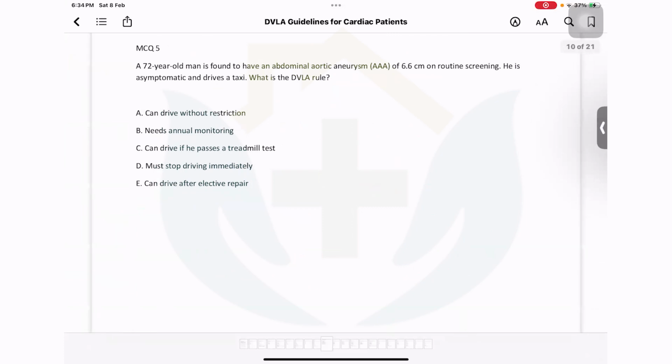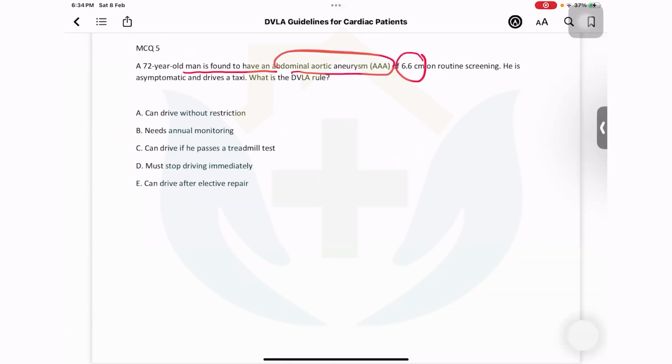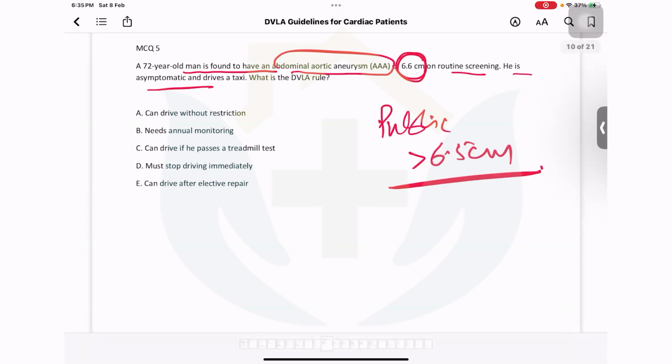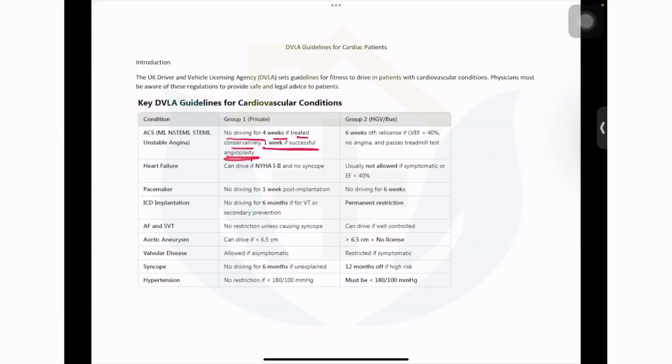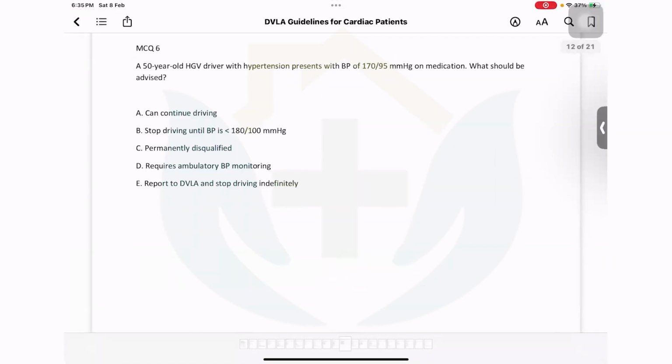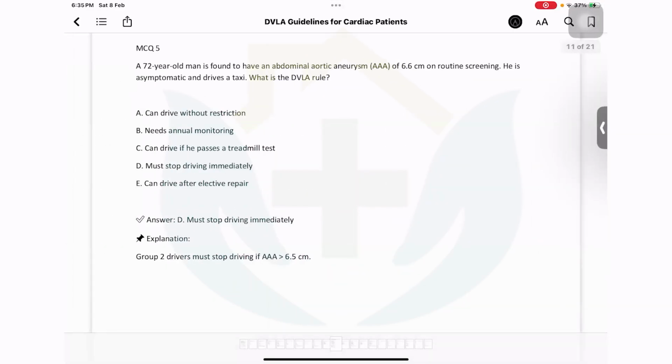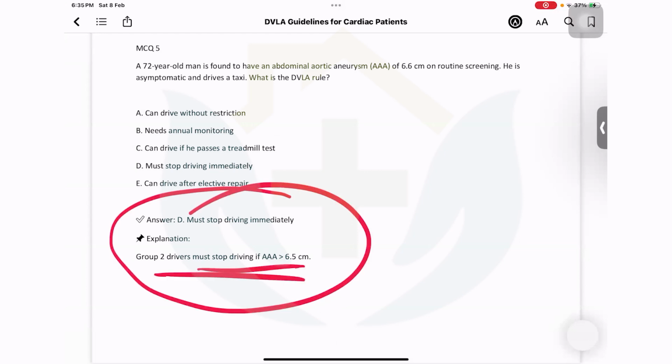Okay. A 72-year-old man is found to have an abdominal aortic aneurysm of 6.6 centimeters on routine screening. He is asymptomatic and drives a taxi. What is the DVLA's rule on this? He is a public driver. More than 6.5 centimeters, no license. So he cannot have a license. He must stop driving immediately.